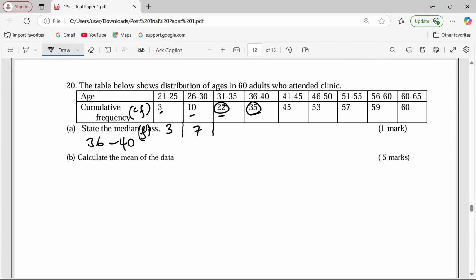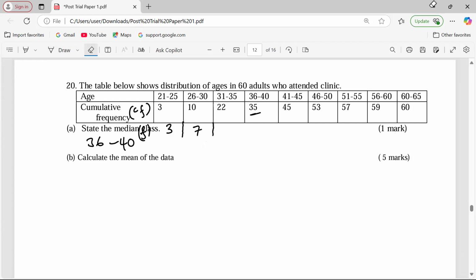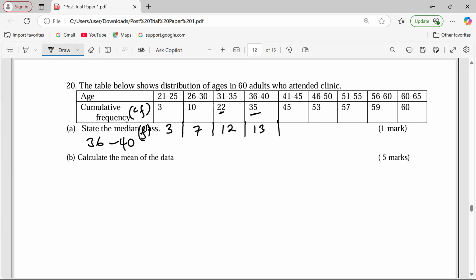Then from 10, we are adding something to get 22. So if we have added something to 10 to get 22, it means whatever we have added is 12. Then from 22, we have added a certain value for us to get 35. So that value added is the frequency in the next class, and that will be 13. Then from 35 to 45, there is something that we have added. That is 10, which is our frequency now. Then from 45 to 53, something has been added, and that is 8.